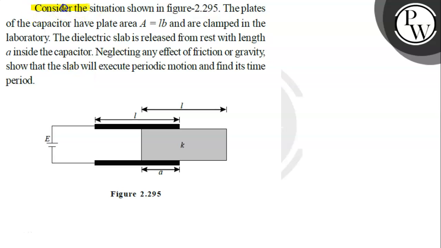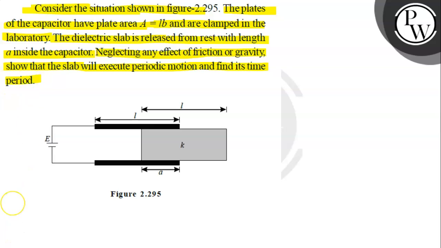The question says, consider the situation shown in the figure. The plates of the capacitor have plate area A equals L times B and are clamped in the laboratory. The dielectric slab is released from rest with length a inside the capacitor, neglecting any effect of friction or gravity, so that the slab will execute periodic motion. Find its time period.